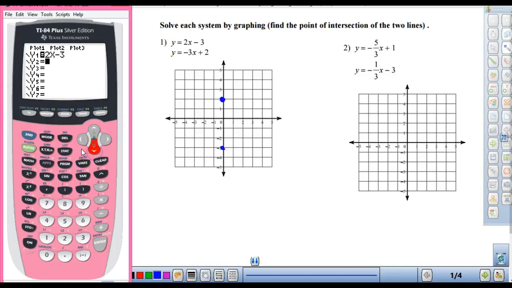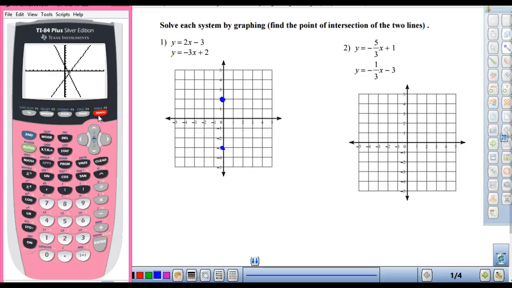All right. So now use your arrow button to go down to y2. Okay. Y2 is negative 3x. So this is where you're using your negative sign. Negative 3x plus 2. Everybody has that in their calculator? Yes? No? Kind of? Alright, hit graph. And it should give you the graph of your lines, yes?